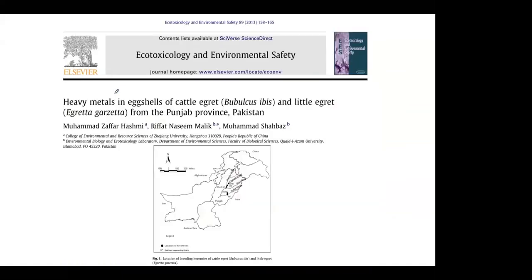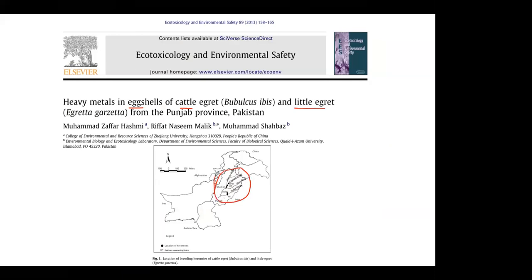This was our first paper, and in this paper we sampled eggshells from the cattle egrets and the little egrets. These egrets are used for food purposes in Pakistan, and they are located in the agriculture areas of Pakistan, the cotton belt in the Punjab province. In the map, you can see that these are the study sites.